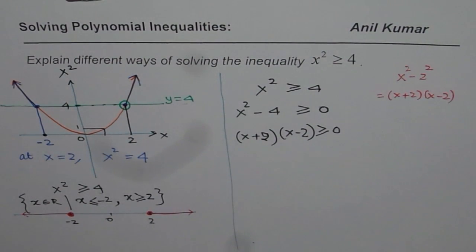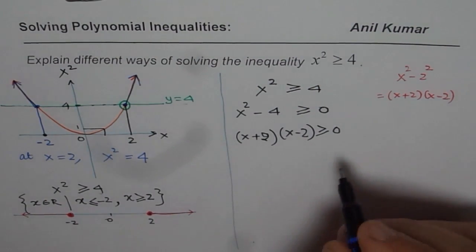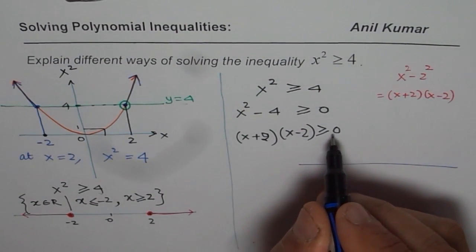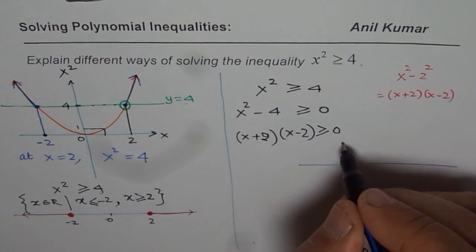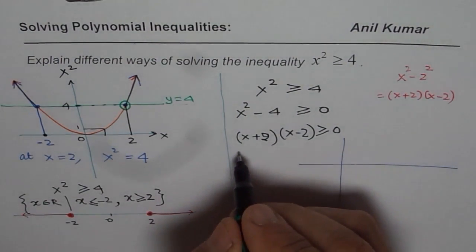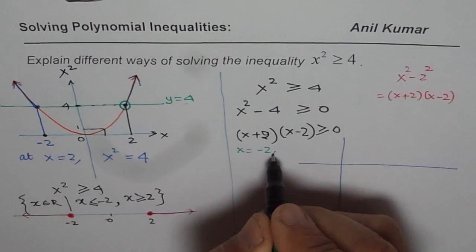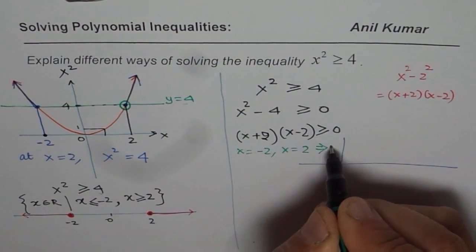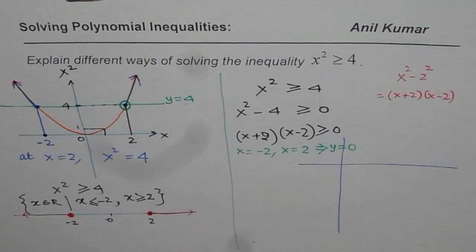Now we have the factored form of our polynomial x squared minus 4. It is x plus 2 times x minus 2. We are interested in all the x values which will result in a positive or non-negative solution. Now what we realize here is that x equals minus 2 and x equals 2 result in y equals 0. Is that okay? The left side equals 0.